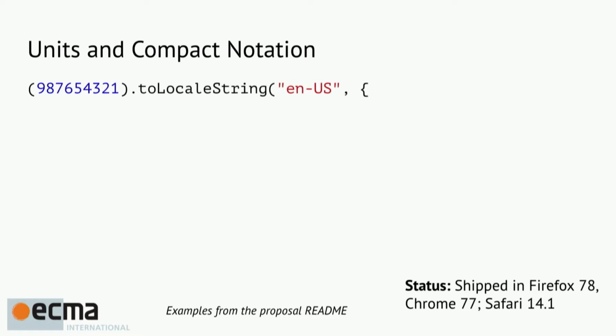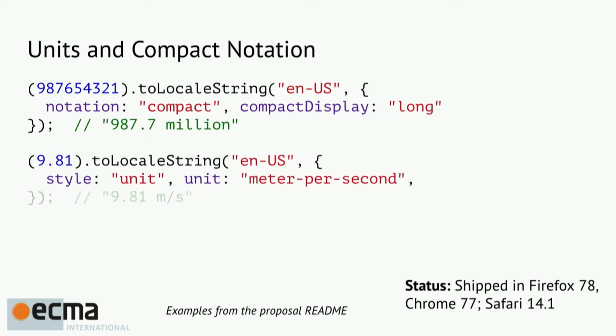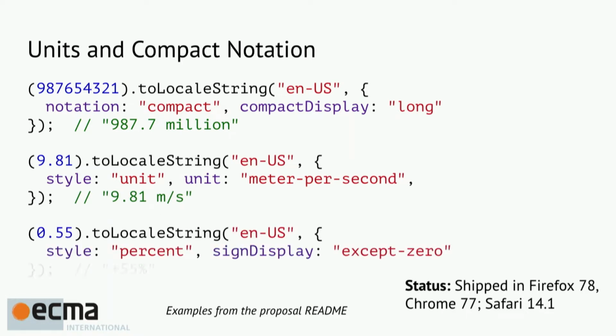So units and compact notation. If you're formatting these numbers, you can apply different types of strategies. For instance, here is a compact notation that you're going to display in a long way for 98.7 million. For another one, here's meters per second and percentage. And so as you're displaying numbers within your application, you can fully customize them for your needs and display.